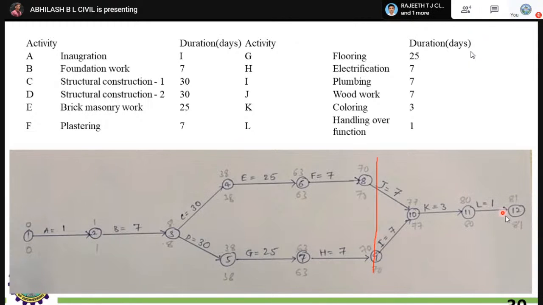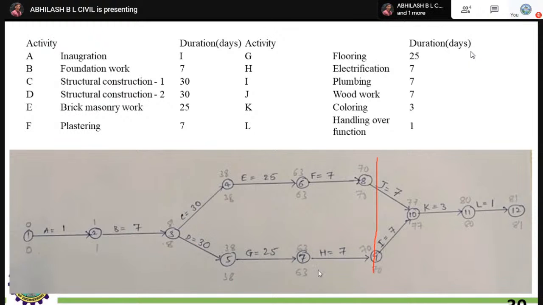Again, come back, 80 minus 1, 80, 80 minus 3, 77. Next, 77 minus 7, 70. Again, you go with this split, 70 minus 7, 70, 70. Similarly, the early finish time should be in the bottommost part, right? Next, 70 minus 7, 63. Like this, go on with the backward process.